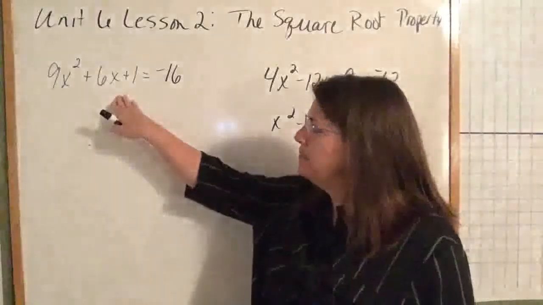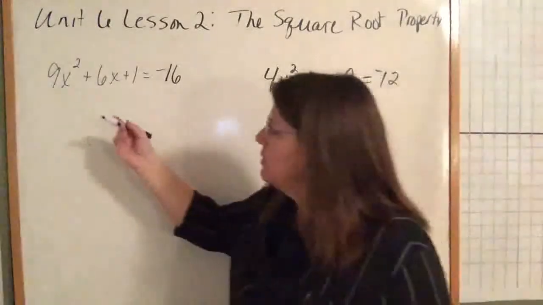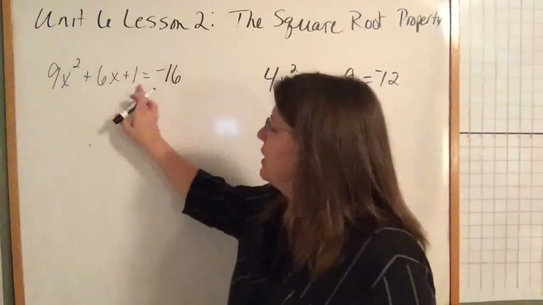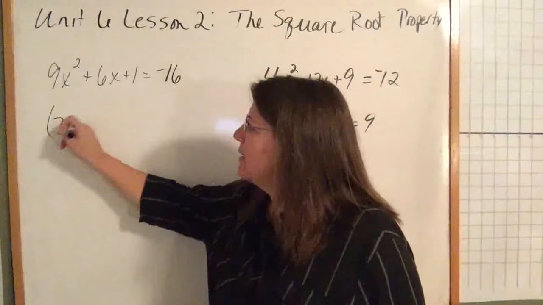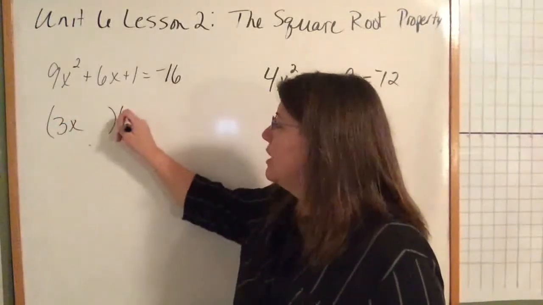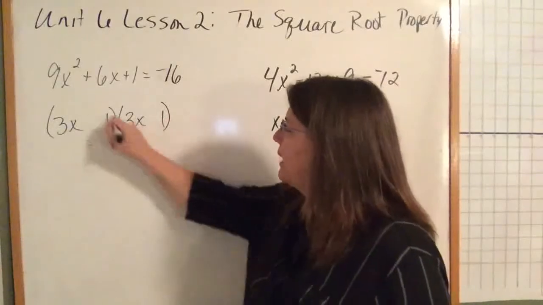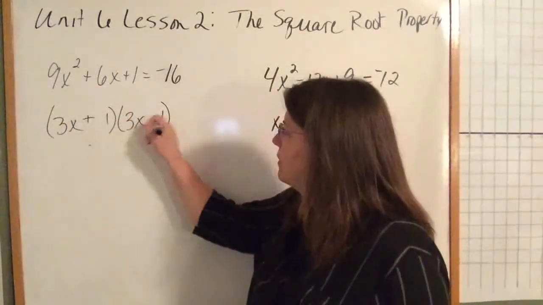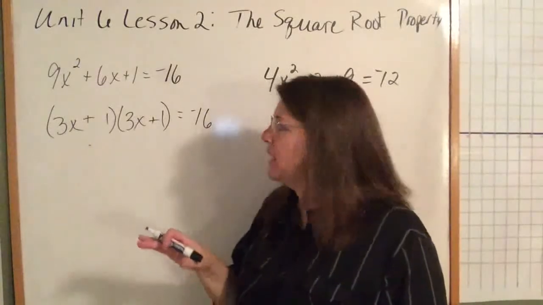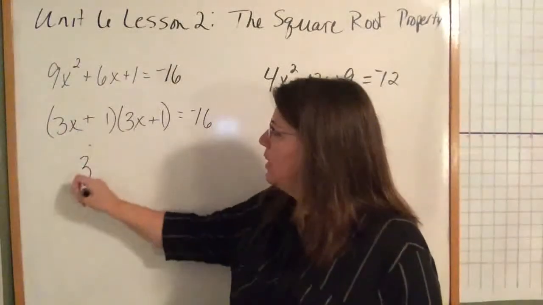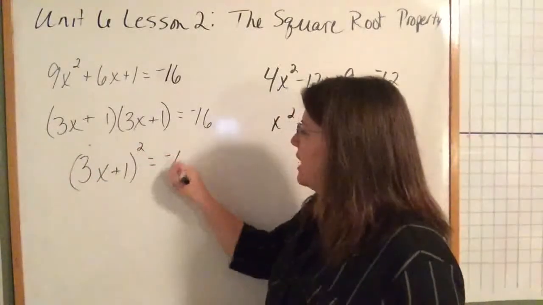Okay, here's another one. I'm going to factor the perfect square first. So if I do that, 9 times 1 is 9. Factors of 9 that add to give me 6 would be 3x, or 3 and 3. So I've got 3x and 3x. I've got a 1 and a 1, and we know the signs are both pluses. And that equals negative 16. Now, this one's a little bit different because when we take the square root, I know I have 3x plus 1 squared equals negative 16.